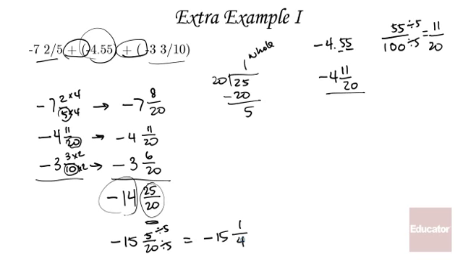Let's remember to go back and estimate. This is about negative 7. This is about negative 5, and this is about negative 3. Negative 7 minus 3 is negative 10, minus 5 is negative 15. And yes, that's very close. So we can be pretty sure that our answer is correct. Negative 15 1/4.